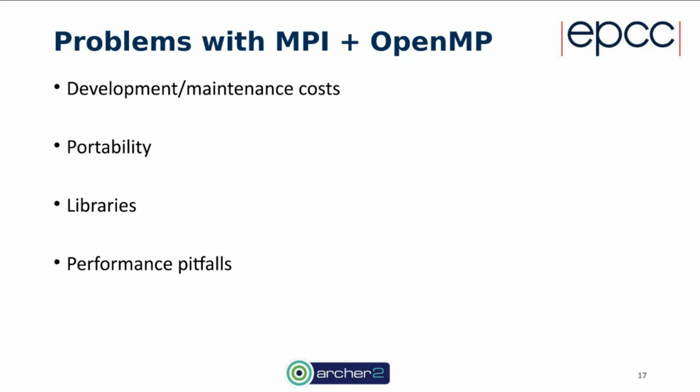Okay, so now I want to focus for a bit on what the problems are. It's not necessarily a sensible or easy thing to do to go from pure MPI to MPI and OpenMP. So what are the potential downsides?